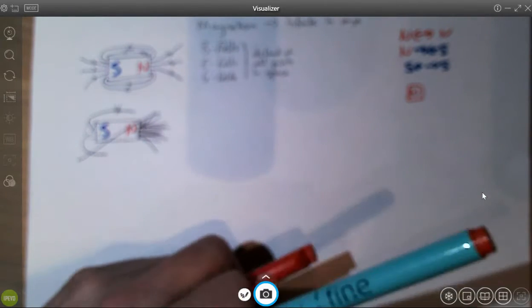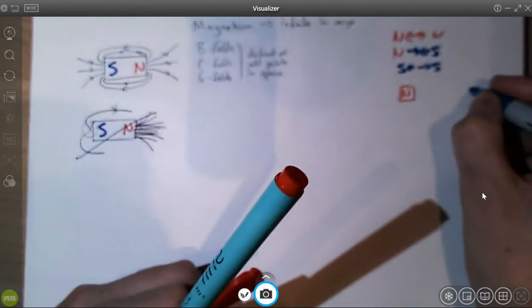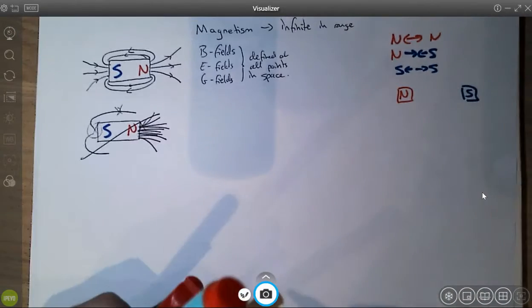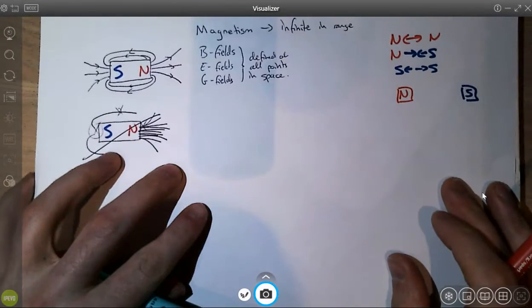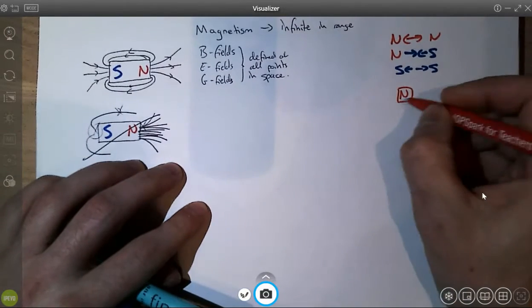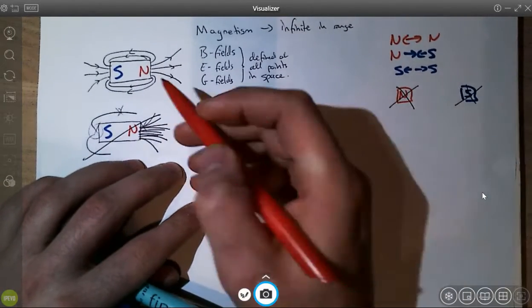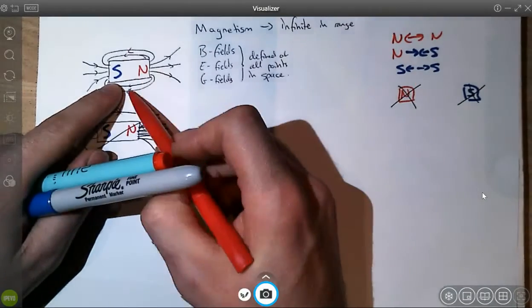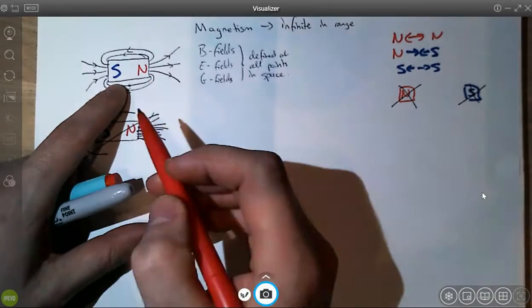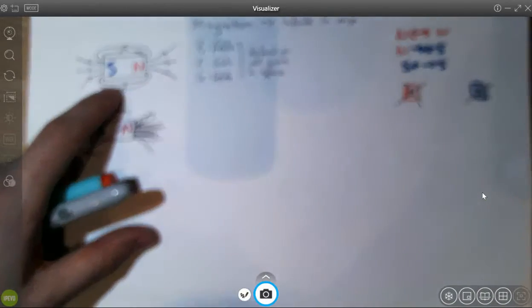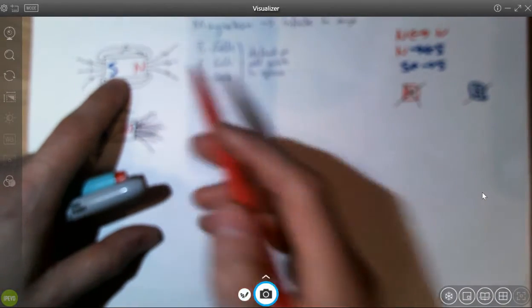Having a north pole on its own or a south pole on its own doesn't make any sense in magnetism, and as far as we know, this is completely true in physics. You can't have this. We always have a north and a south pole, and if you chop a magnet in half, you end up with a smaller north and south pole. You chop that in half again, you end up with a smaller and smaller and smaller north and south pole.